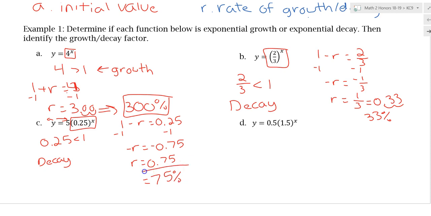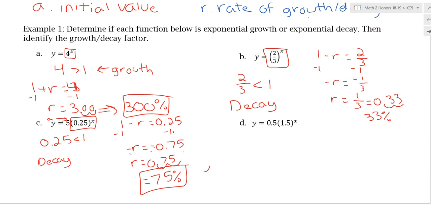Which is then 75%. Again, subtracting is negative r and negative, so we just get rid of the negative, or think of it as dividing by negative 1. And again, this moves over twice, or we multiply it by 100 to get that percentage.